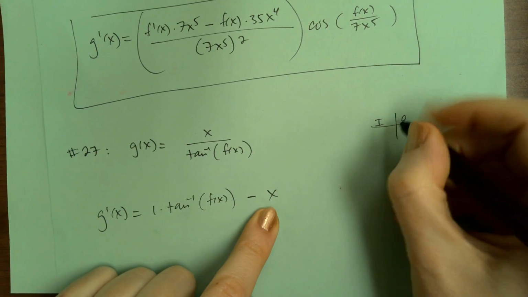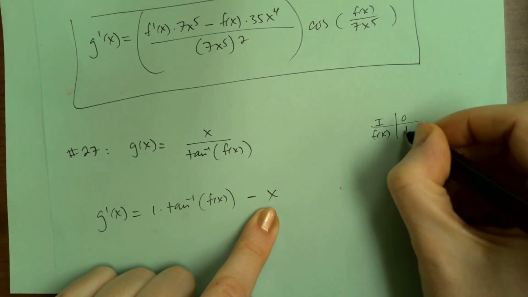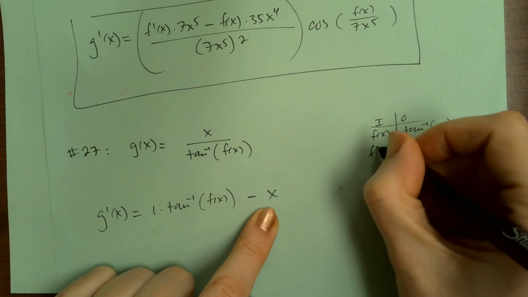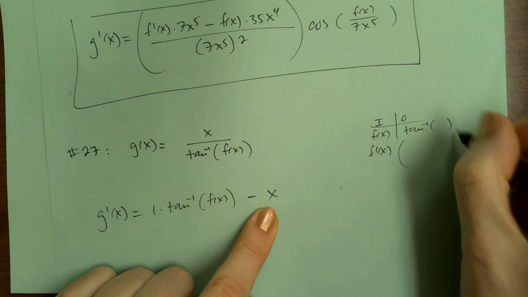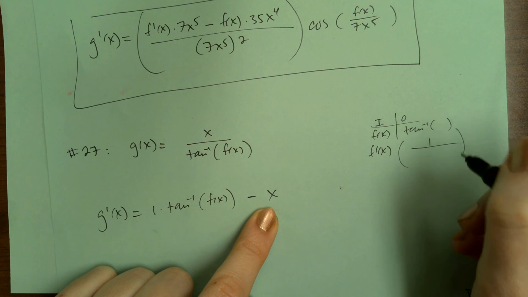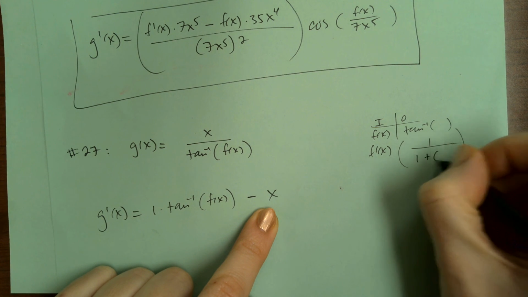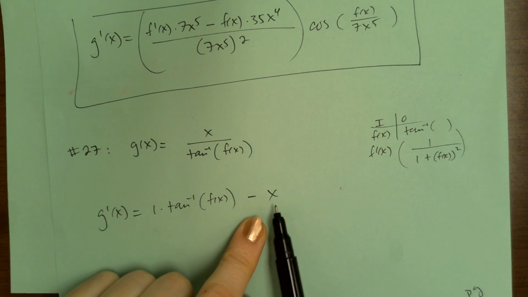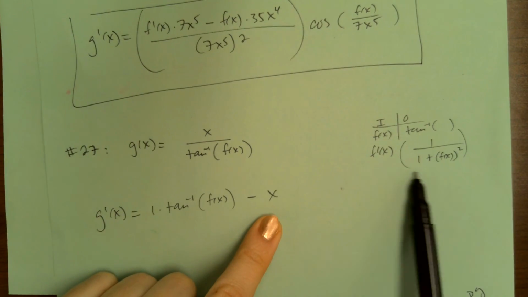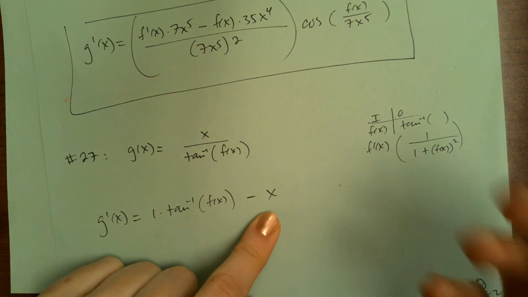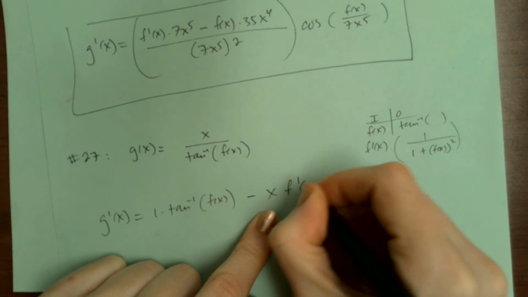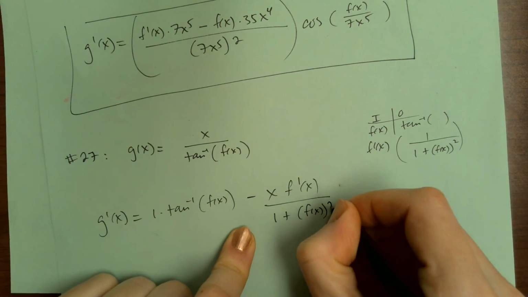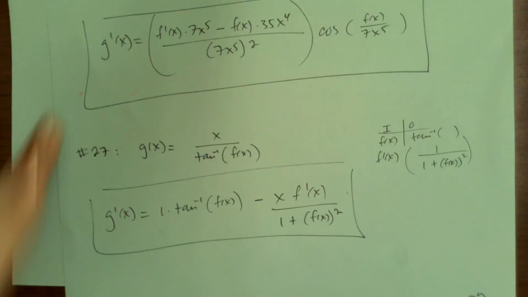Now the bottom is a composition of functions, one function inside of another. So this is f prime of x. The derivative of tangent is 1 over 1 plus blank squared. And f of x goes back in there. So we're multiplying x times this derivative. And if you just multiply straight across, you end up with this. Okay.